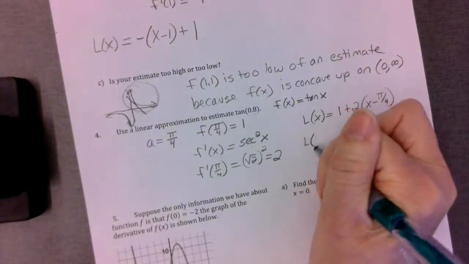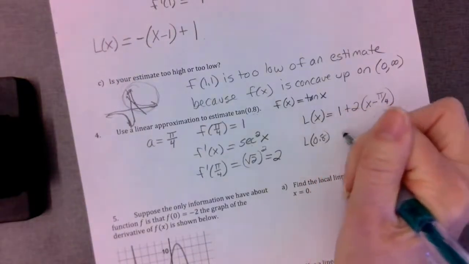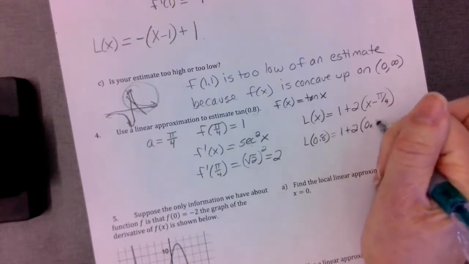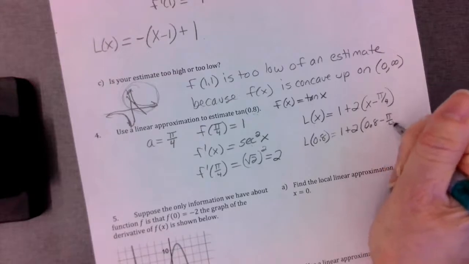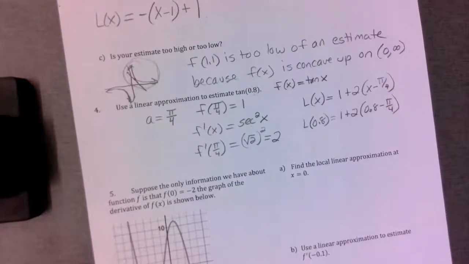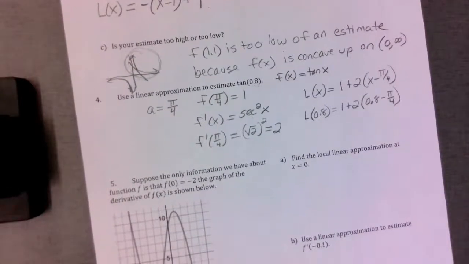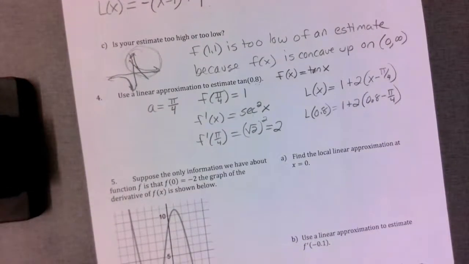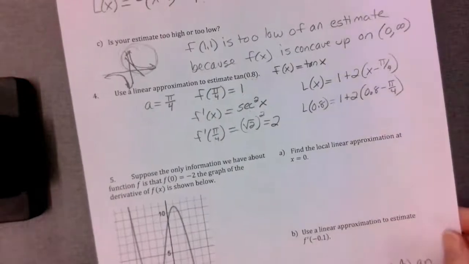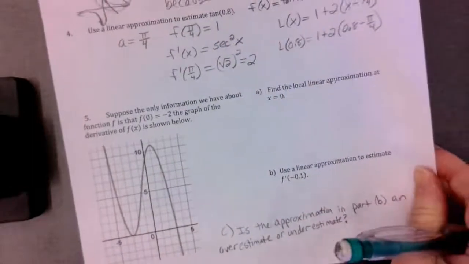Then the linearization at 0.8 would be 1 plus 2 times 0.8 minus pi over 4. And I'm going to leave this one in this form because these are usually non-calculator, and I'm not going to do 8/10 minus pi over 4. I'm not going to go through all that arithmetic if I don't need to. The only time you would need to is if you were looking to match up an answer to a multiple choice question.